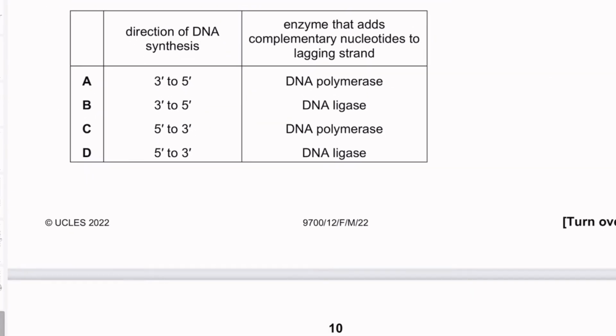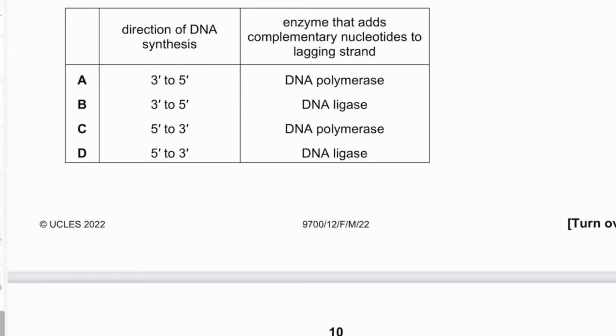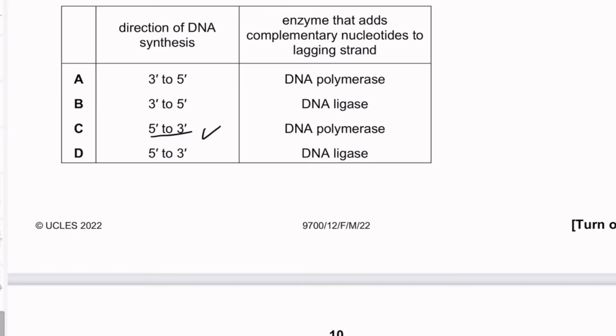Which row is correct for the replication of a DNA molecule? Direction of DNA synthesis is going to be from 5' to 3'. Enzyme that adds complementary nucleotides to the lagging strand. So this is a common mistake actually. The enzyme that adds the complementary nucleotides is DNA polymerase. However, the enzyme that catalyzes the sealing of the sugar phosphate backbone, like with the Okazaki fragments on the lagging strand, should be DNA ligase, because DNA ligase has this function.